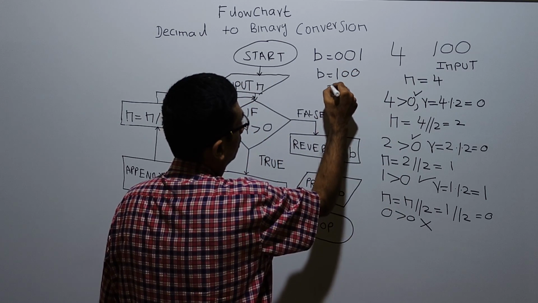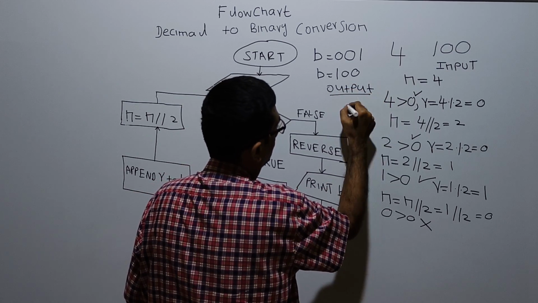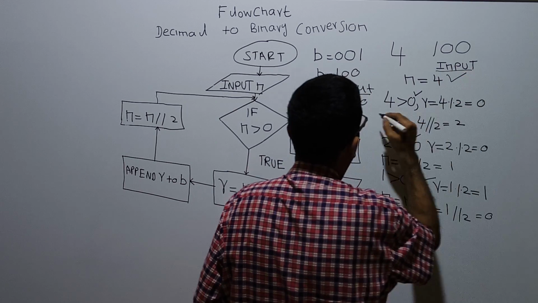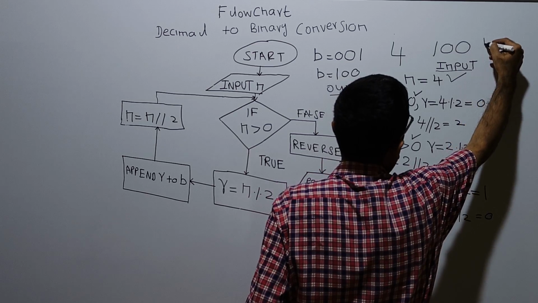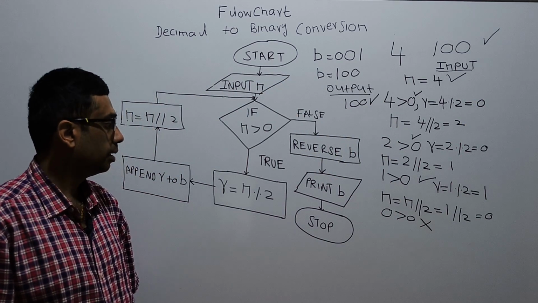So my output is 1, 0, 0. What is my input? My input is 4. My output is 1, 0, 0. So the flowchart is working perfectly. It works for any decimal number.